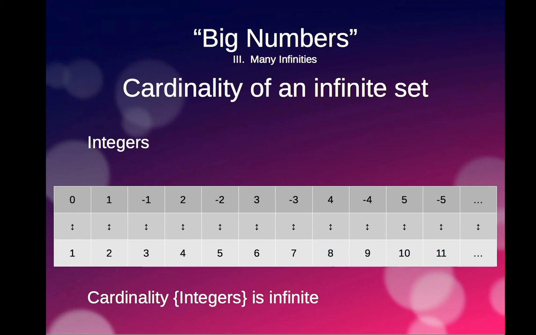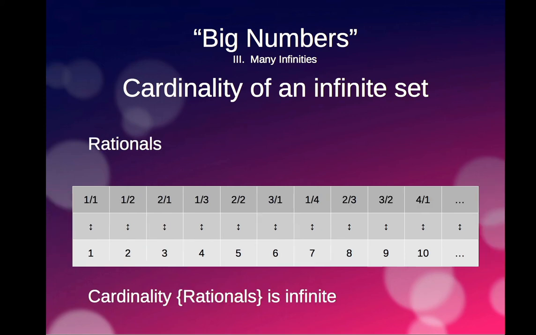And they're both the same size of infinity. That's kind of cool. But it gets even weirder. Look, these are the rational numbers. And again, we have 1 over 1, 1 over 2, 2 over 1, 1 over 3, and so forth.